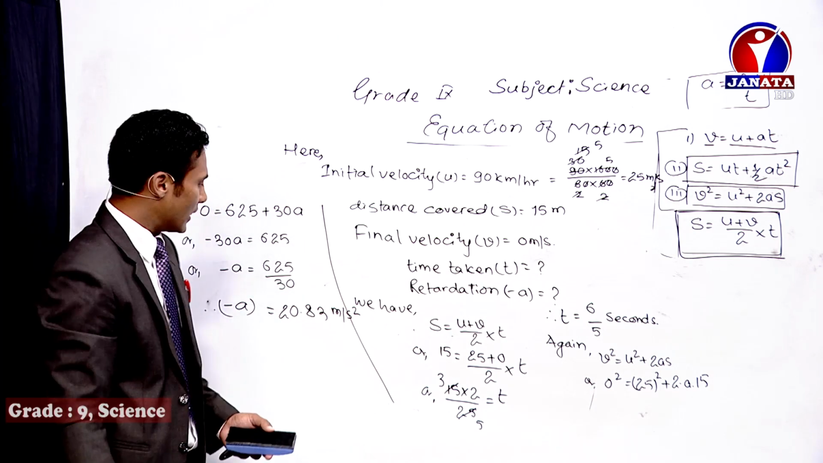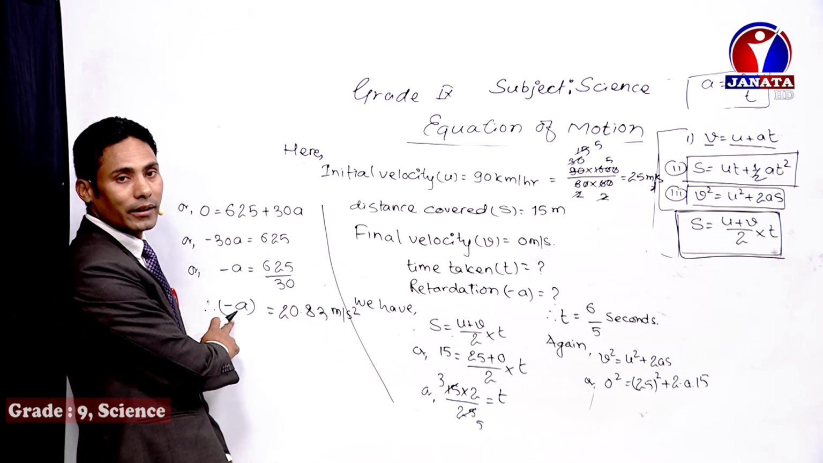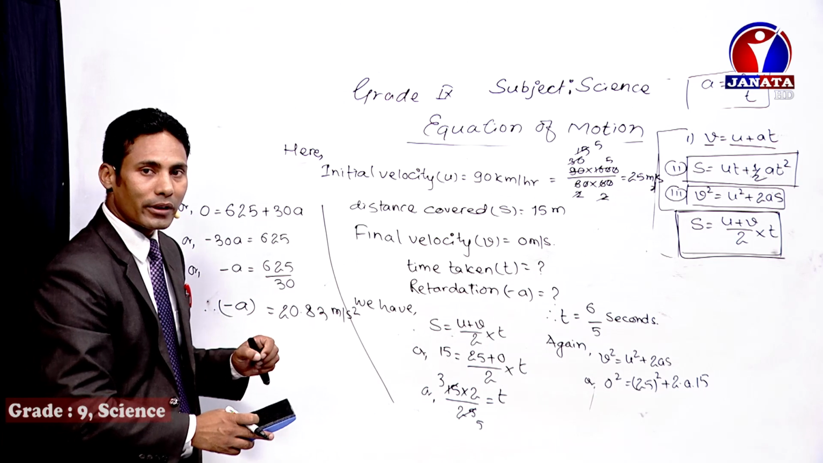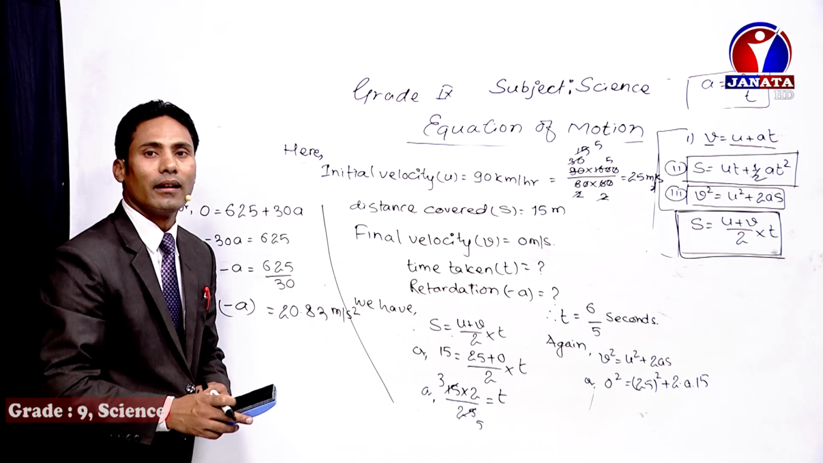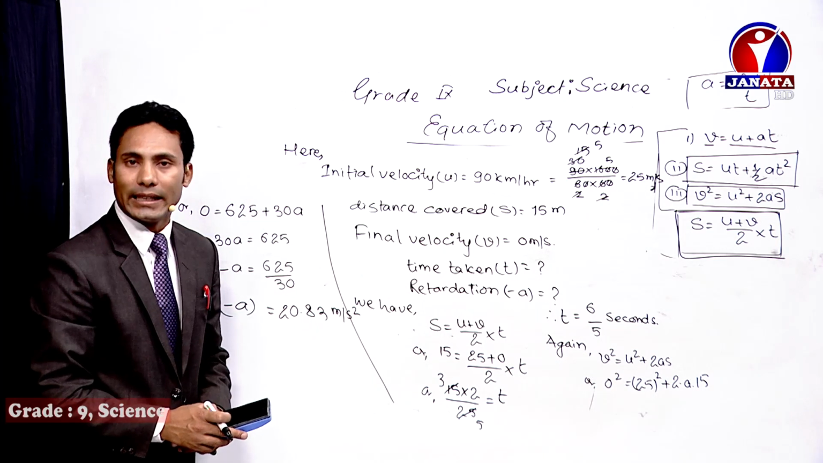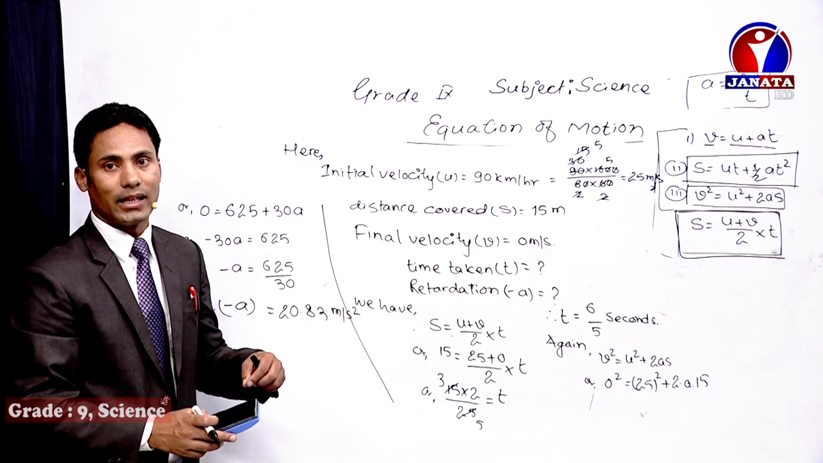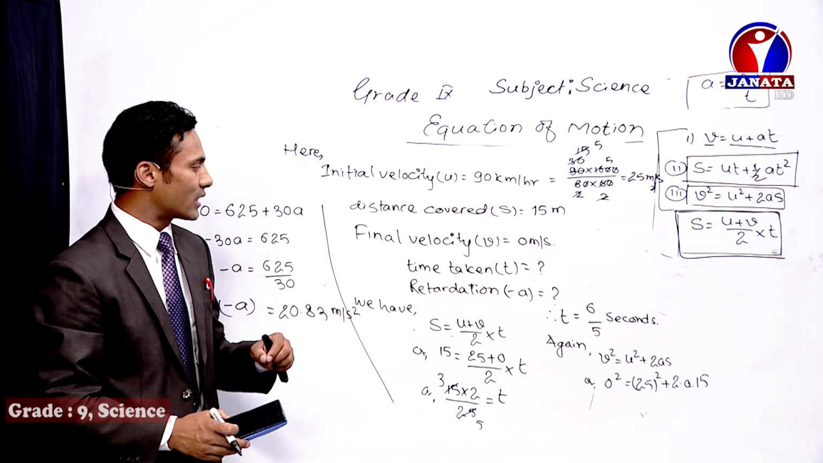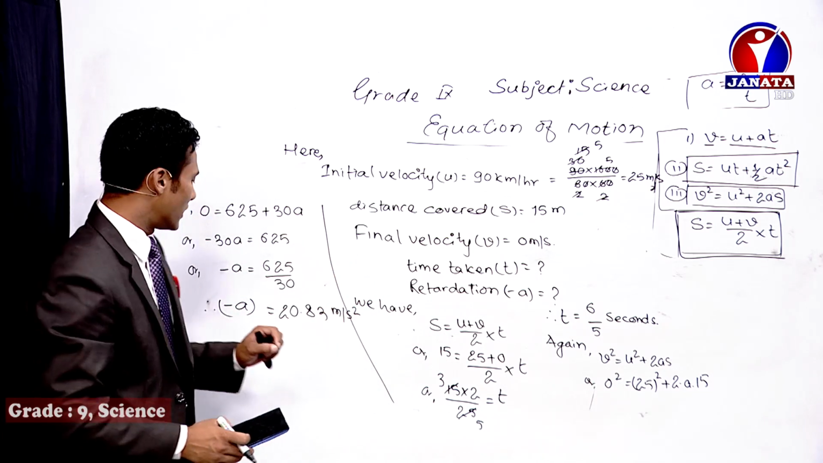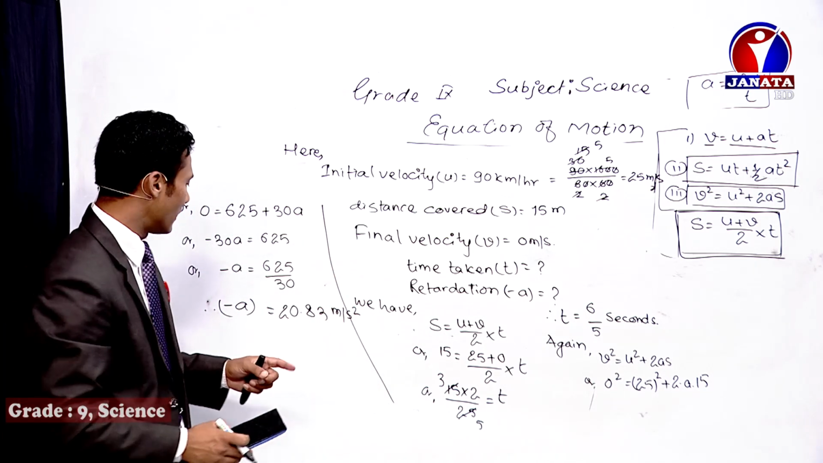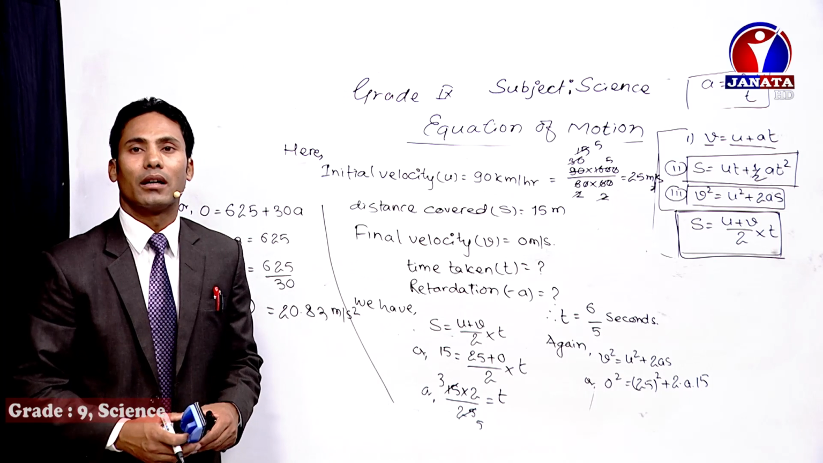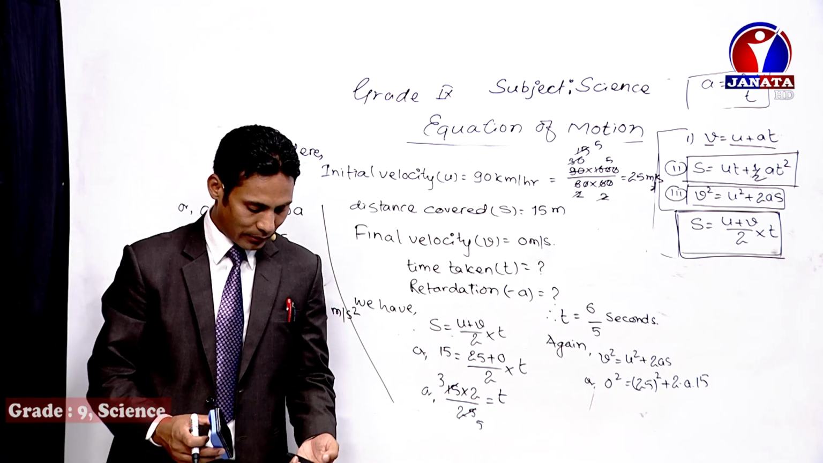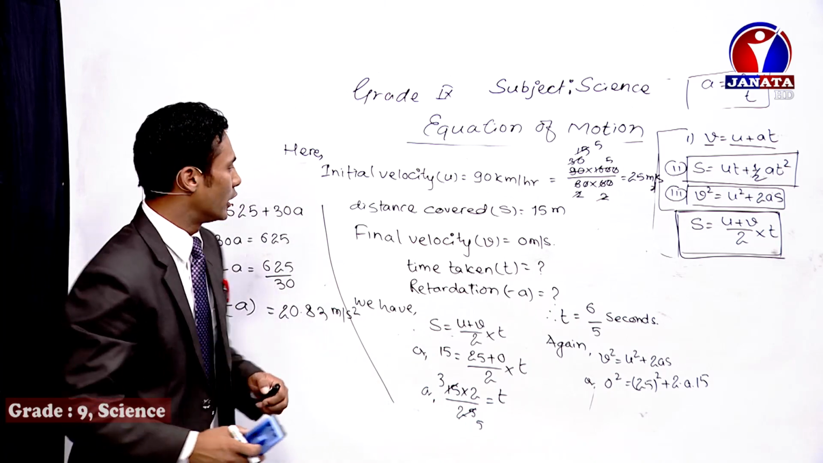Okay, that's why this is retardation, the value is negative here. Remember that whenever we apply the brake, the value of acceleration will be negative. That is because retardation is a negative acceleration. Okay, therefore we can conclude this: the time taken to come to rest is 6 by 5 second, and retardation produced is 20.83 meter per second square. So by this process we can solve the numerical problem. Okay, one more numerical problem, let's see.